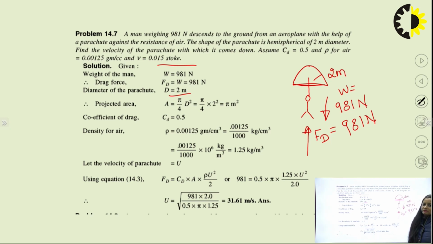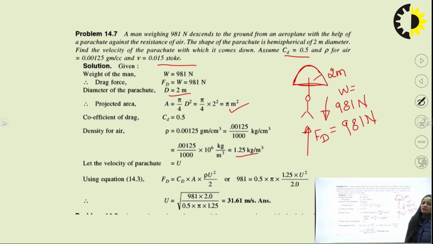If the diameter is given, what is the projected area? Whatever FD is acting will be acting on a projected area, not on this area. Diameter is given, so you can apply the formula pi by 4 d square. Your projected area will be pi meter square. Coefficient of drag is given as 0.5 here. Density of air is 1.25 kg per meter cube.